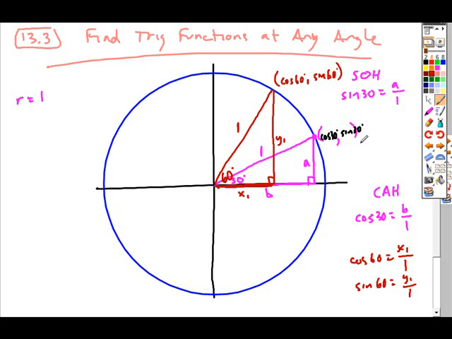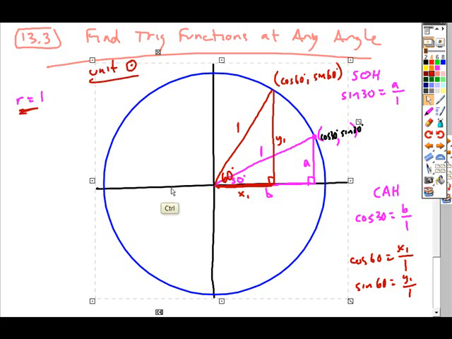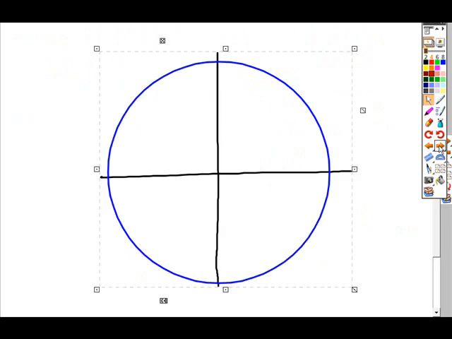This is called the unit circle. The unit circle is one in which the radius is 1 and the origin is the center. This relationship is going to be true for every angle around this whole circle. So what that means is, let's say we take this unit circle here.